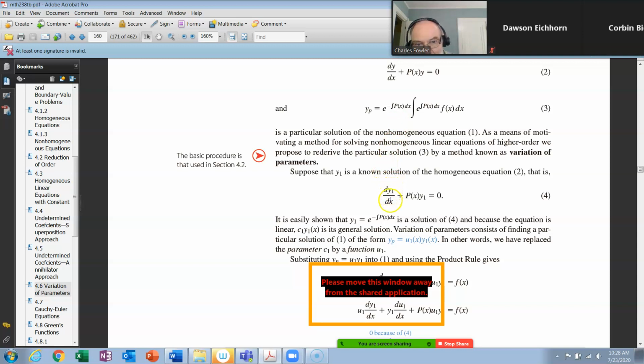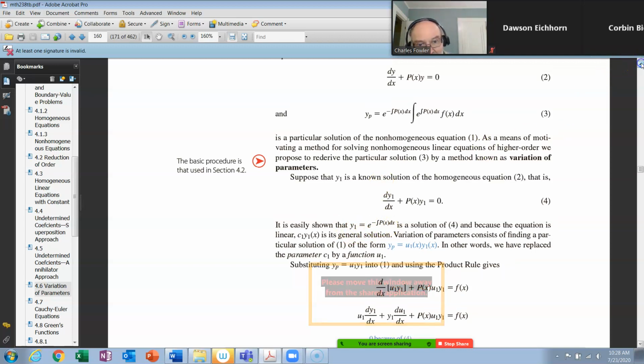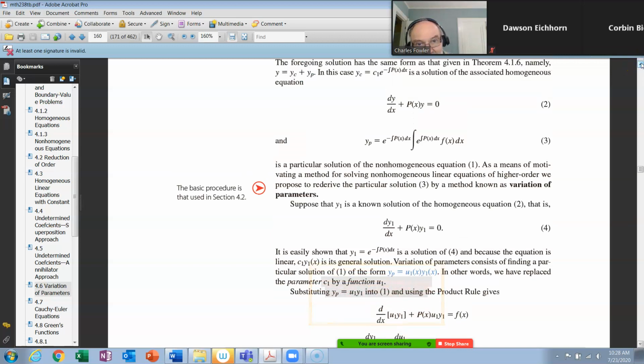That is dy1/dx plus p of x y1 is equal to 0. It says it's easily shown that y is equal to e to the minus integral of p of x dx, that's going to be a solution to this thing. We already have said that, okay? So why reinvent the wheel?